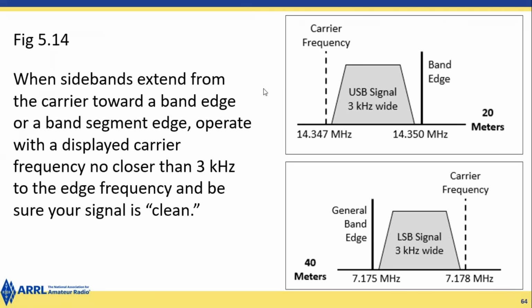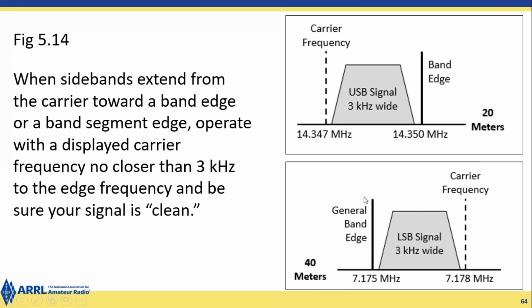When sidebands extend from the carrier toward the band edge or a band segment edge, operate with the displayed carrier frequency no closer than 3 kilohertz to the edge of the band, so your signal is sure to be clean. So if I'm on 20 meters and I'm upper sideband and here's the edge of the band, I want to make sure I'm less than the edge, so I'm not right up against it. I don't want to put my dial frequency on 14.350 because then my upper sideband is out of band.